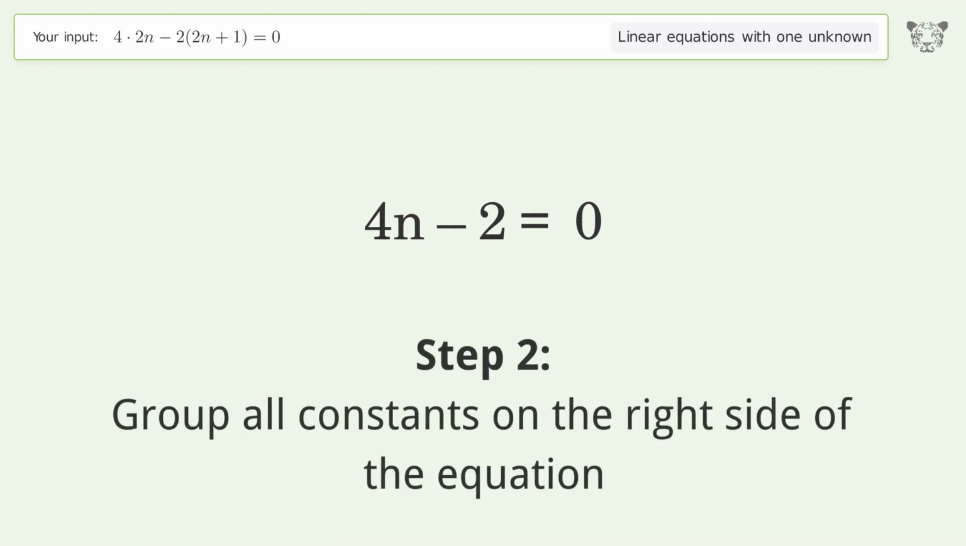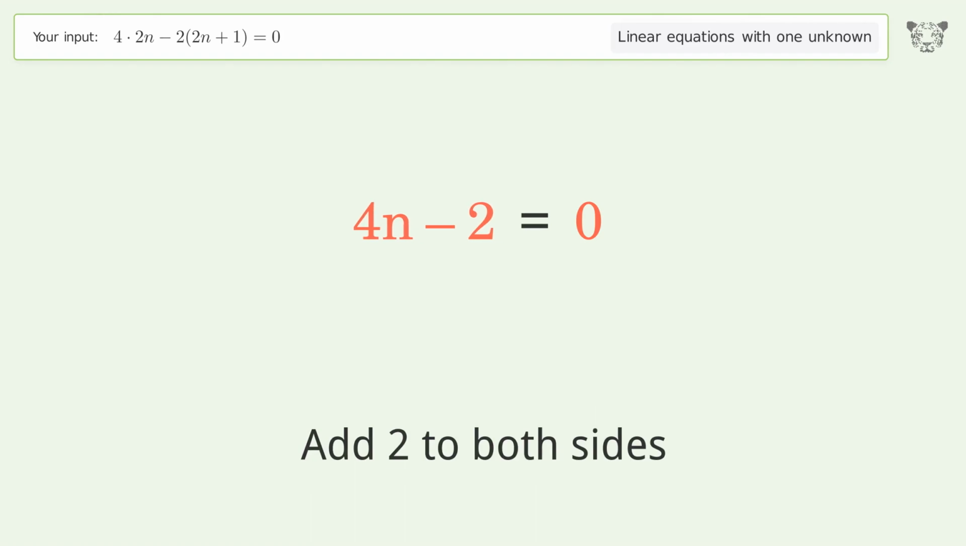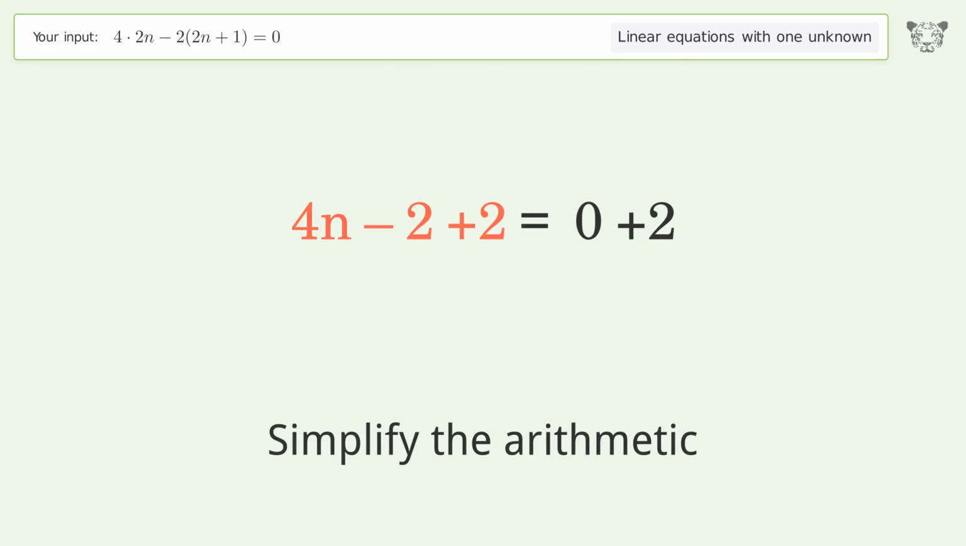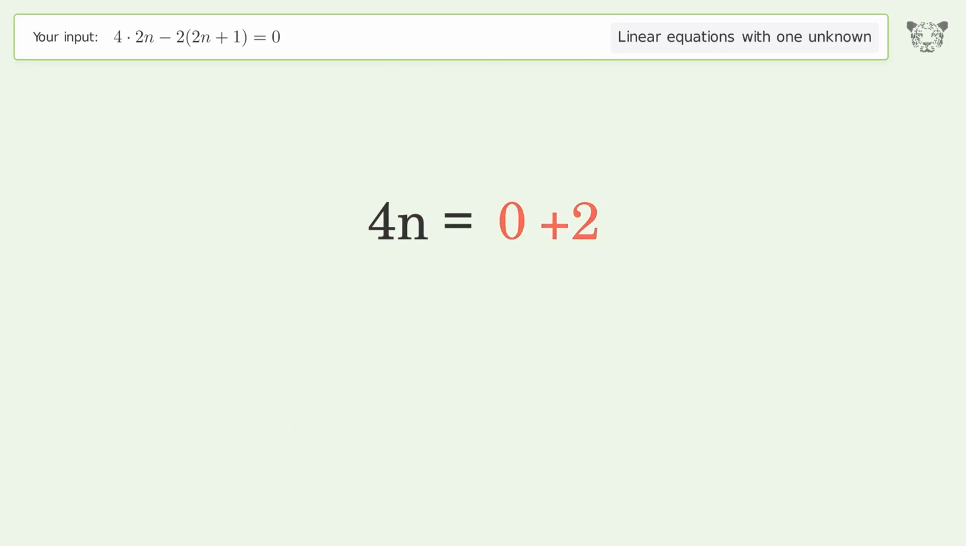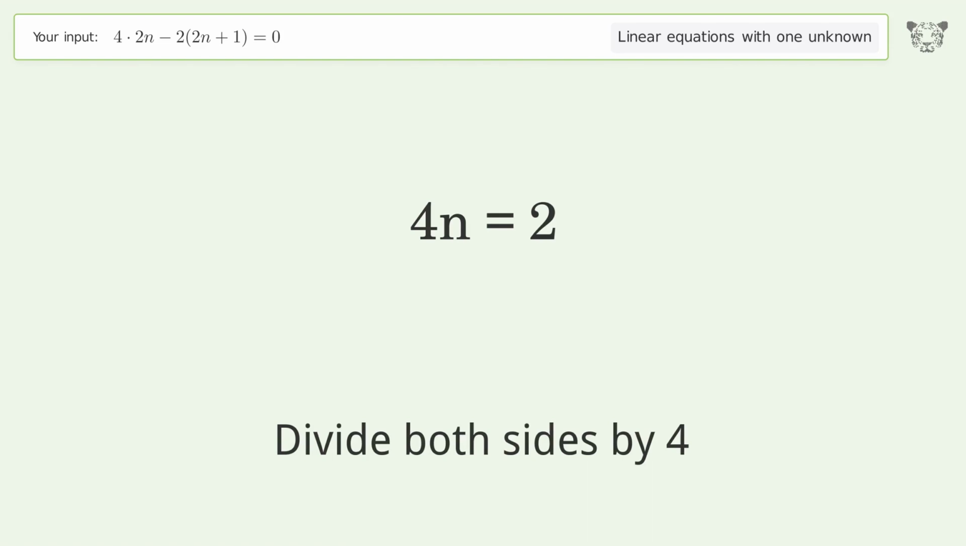Group all constants on the right side of the equation. Add 2 to both sides. Simplify the arithmetic. Isolate the n. Divide both sides by 4.